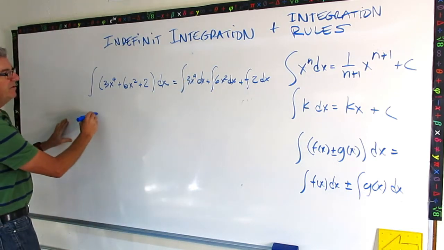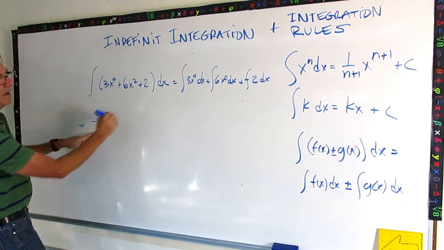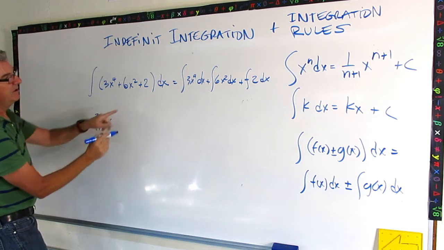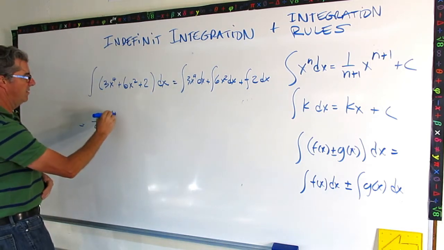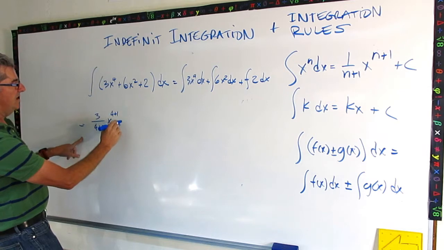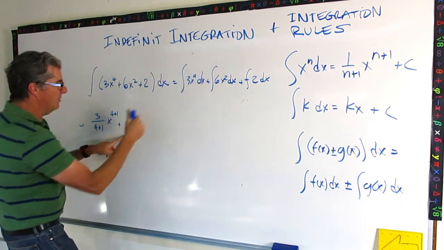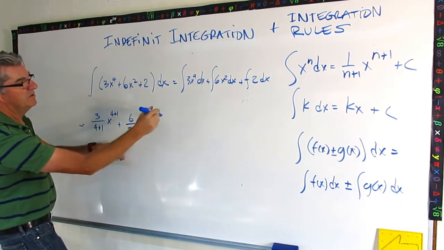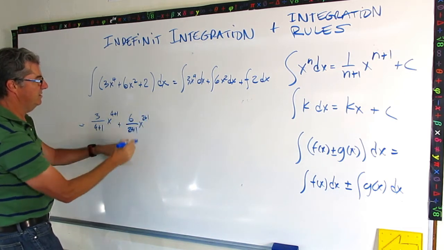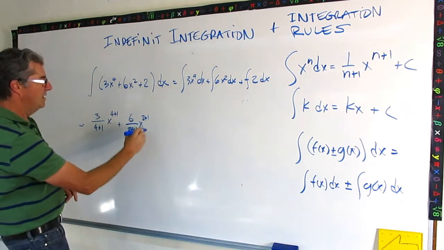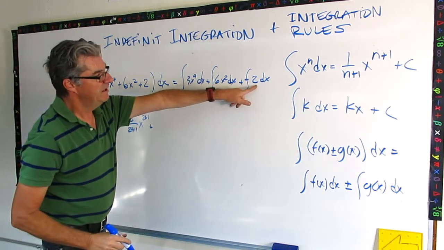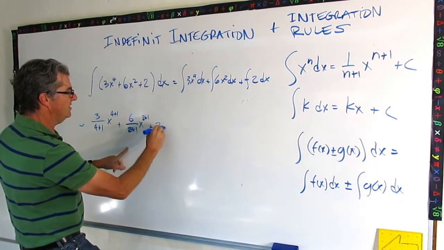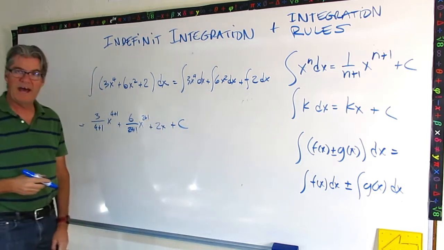I'm going to end up with 3 over my power plus 1 times my x to my power plus 1. And then I'm going to get plus 6 over my power plus 1. That would be a 2 plus 1 to the x to the 2 plus 1. And then here's my constant rule. When I have a constant, it's just kx. So now I got my 2, so that's just 2x. And then don't forget your plus c out there.